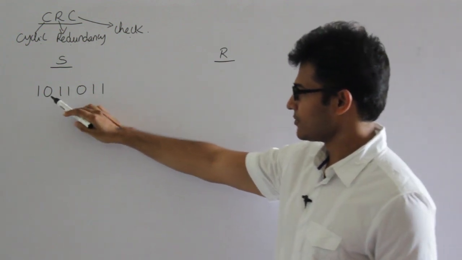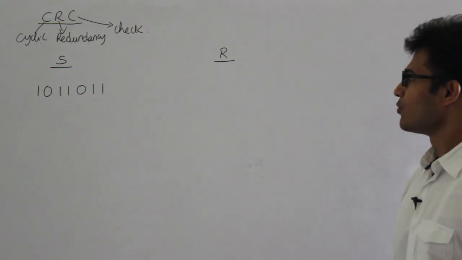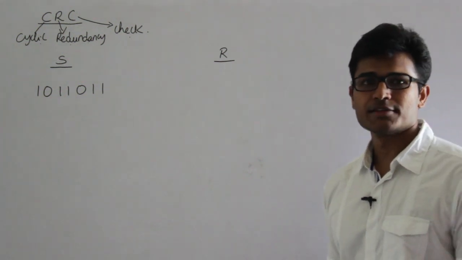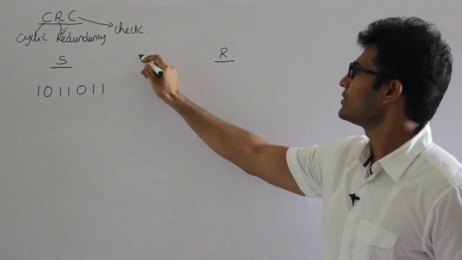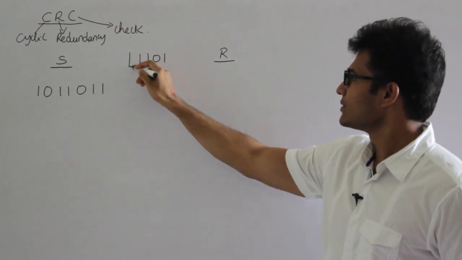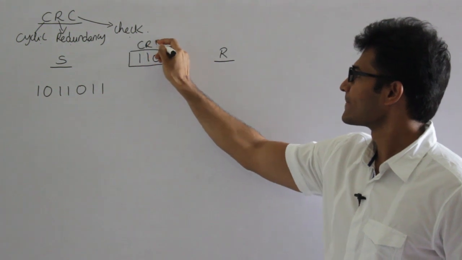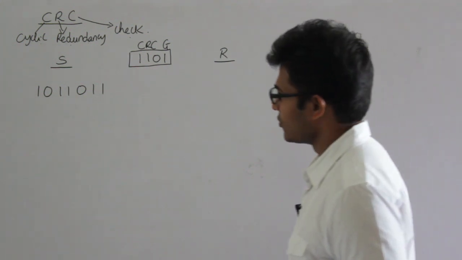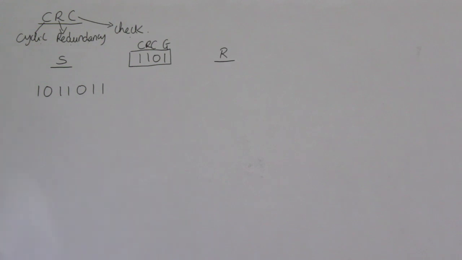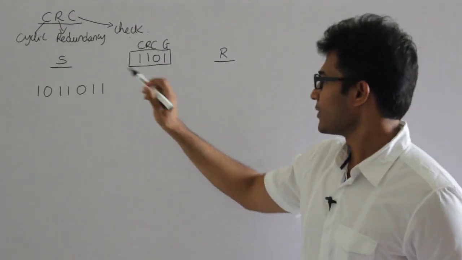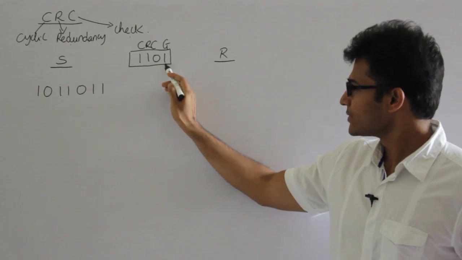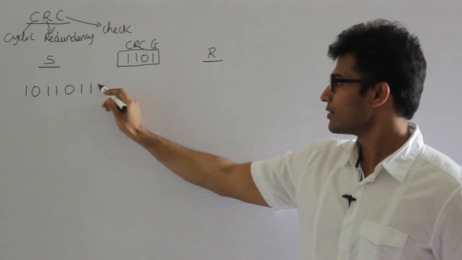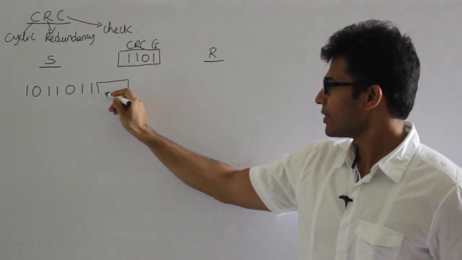Assume that this is the data, which means 7 bits of data is there, and both the sender and receiver will know a common number called the CRC generator. Assume that the CRC generator is 4 bits, and this is the CRC generator, 1101. Then at the sender side, it will compute the CRC using this CRC generator. Now if the CRC generator is 4 bits, we are going to append 3 zeros at the end.